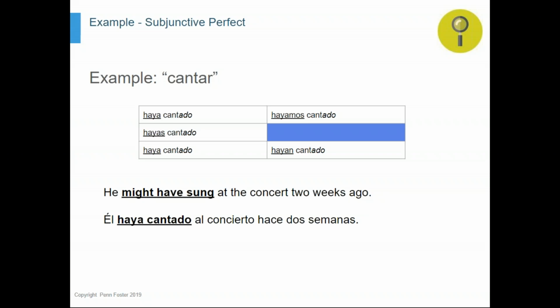He might have sung at the concert two weeks ago. We're not quite sure if he did. I have to check with him. Él haya cantado. Haya, third singular, to agree with él, and cantar is your verb, so you drop the AR and add ADO.